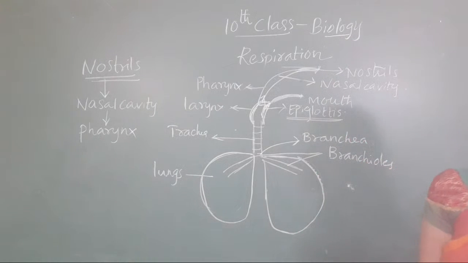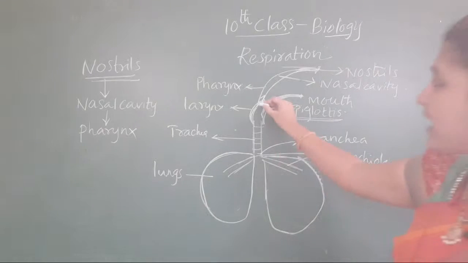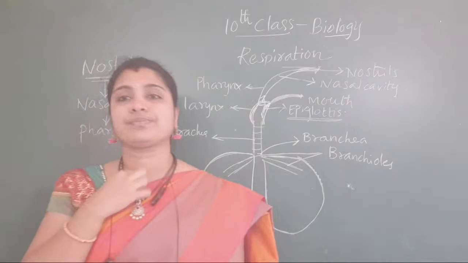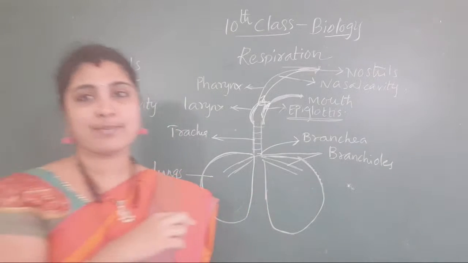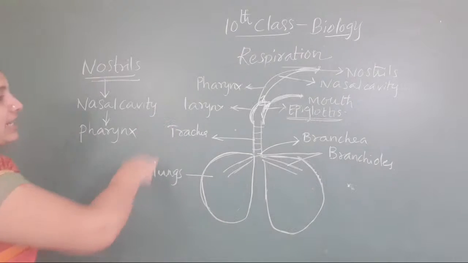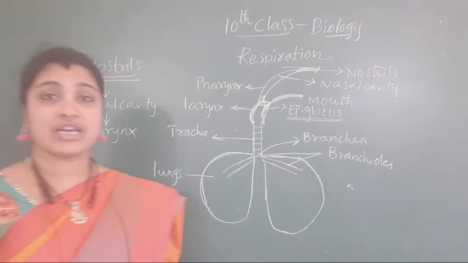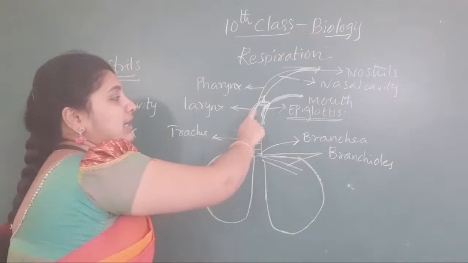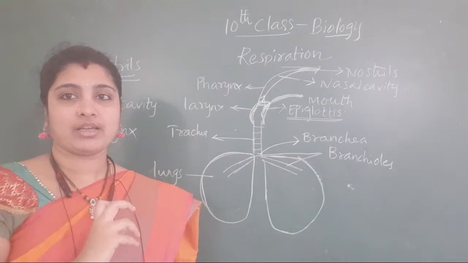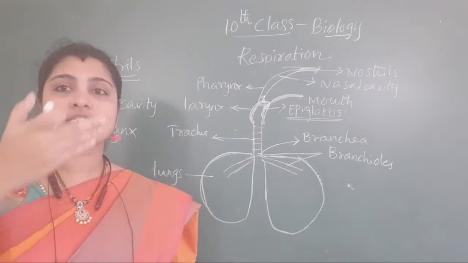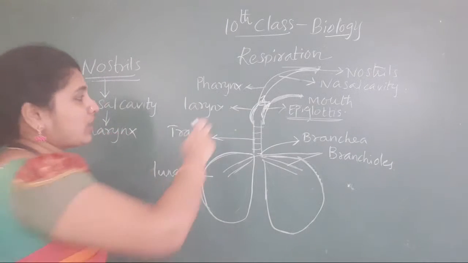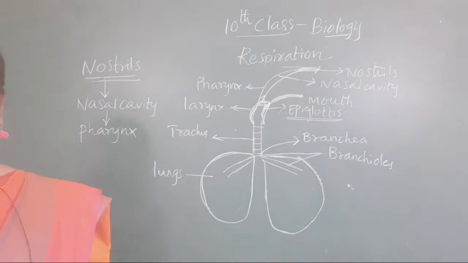Okay students. Next one is the larynx. You see here the larynx, it is a bulging condition. The larynx contains vocal cords. You have studied in your 8th class what vocal cords are. These vocal cords close and open. By this only you can give a speech or a song like that. The larynx contains vocal cords.